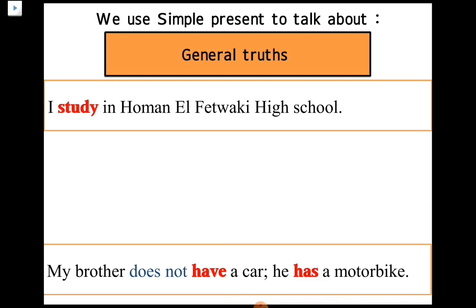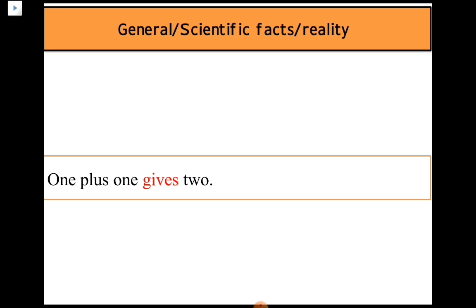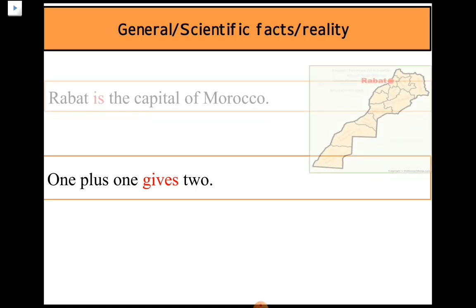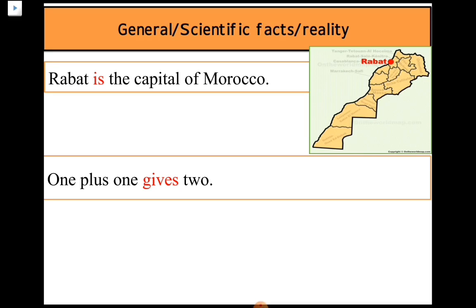We use also the present simple tense to talk about scientific facts or general facts or realities. Scientific facts like 1 + 1 equals 2. This is a reality. This is 100% certain, right? It's scientific truth and reality. For example, say Rabat is the capital of Morocco. Is Casablanca the capital of Morocco? No, but Rabat is the capital of Morocco. So this is a fact, a scientific or a general fact.